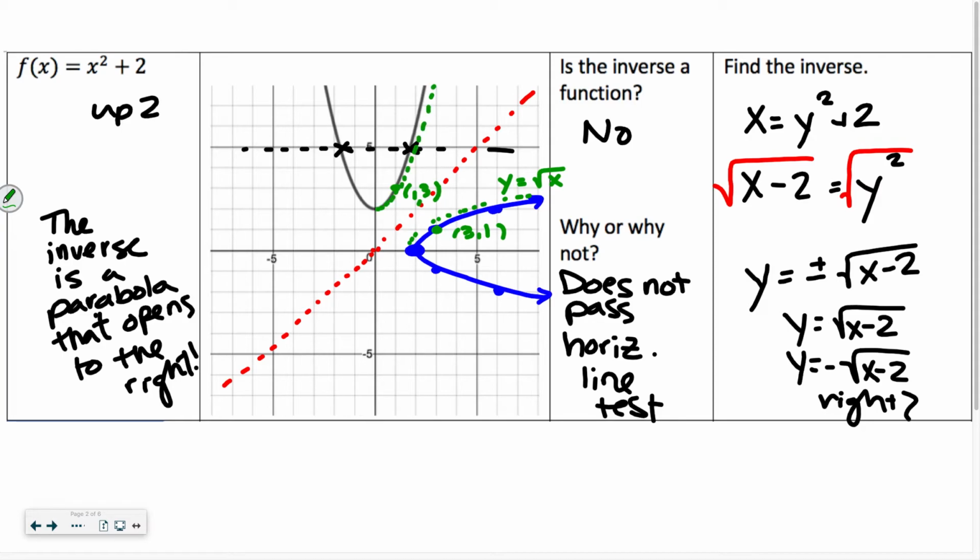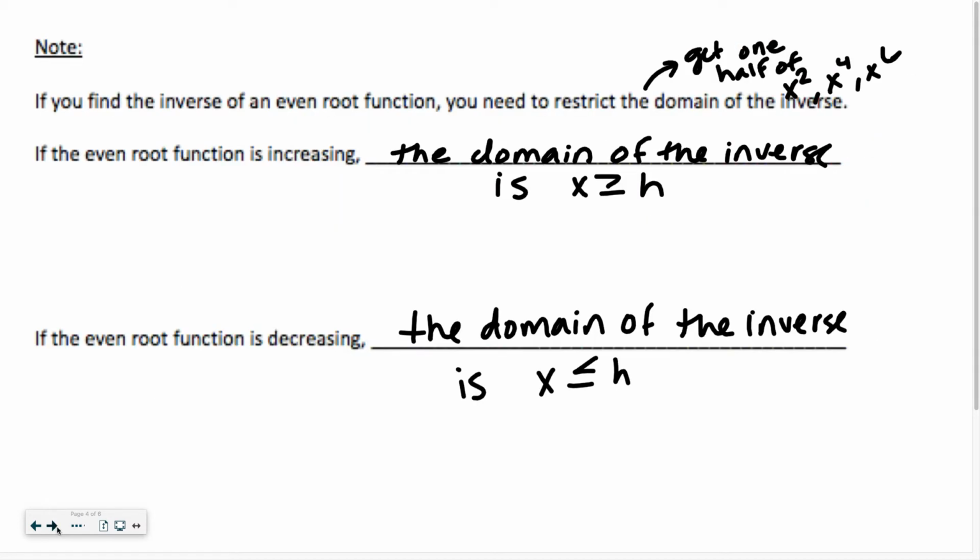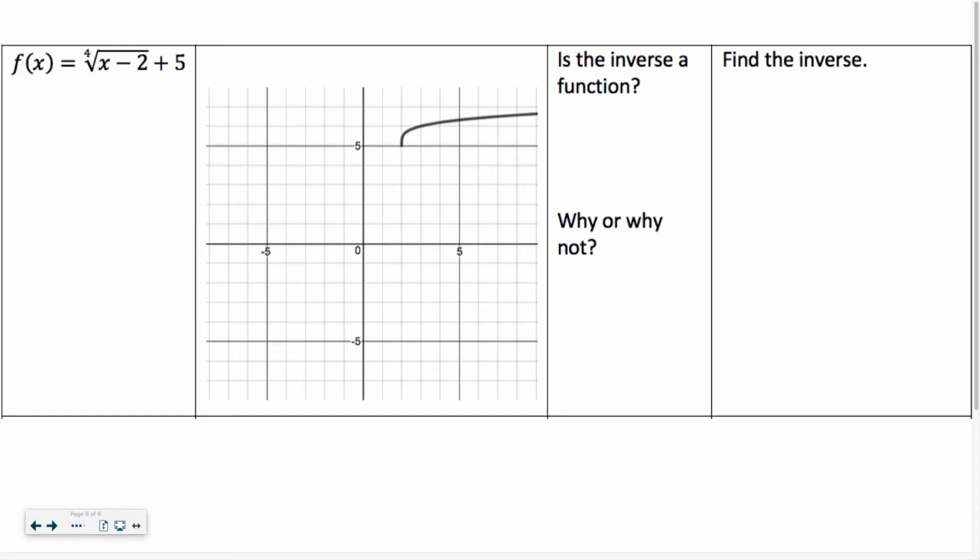So the positive root is the right side of the even function, and the negative root always is the left side of your even function. Now your even function can be shifted left or right, so it'll be wherever your h is, like your left-right movement. Okay? But you'll either want the right side for the positive if it's increasing, and you'll want the left side if it's decreasing. So let me show you how that works in this problem.